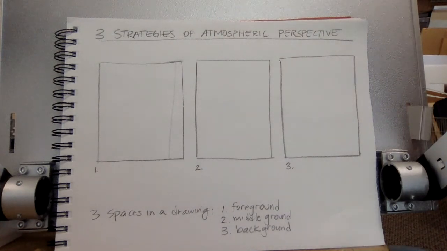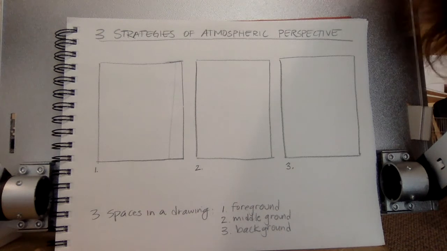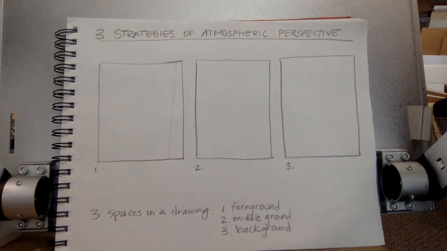There are three strategies of atmospheric perspective. Any type of perspective in drawing is a way to show the illusion of depth, whether you're drawing an interior space, a landscape, or an architectural rendering of buildings in a city. You want to show the illusion of depth of space in your work, and there are three basic strategies for doing that using atmospheric perspective.